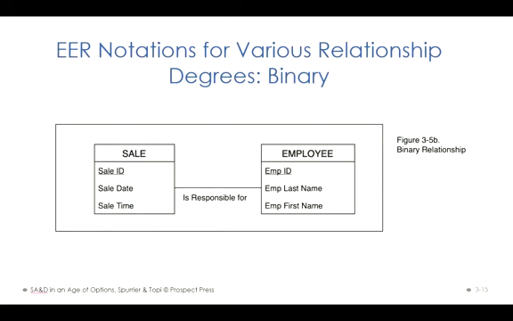The most common relationship in an entity relationship diagram or in a UML class diagram is the binary relationship. Binary means there are two entities related to each other in some sort of responsibility way. So one entity is responsible for a certain job for another entity. On the diagram you can see we have an entity called sales. The other entity is called employee. So employee is responsible for handling the sales.